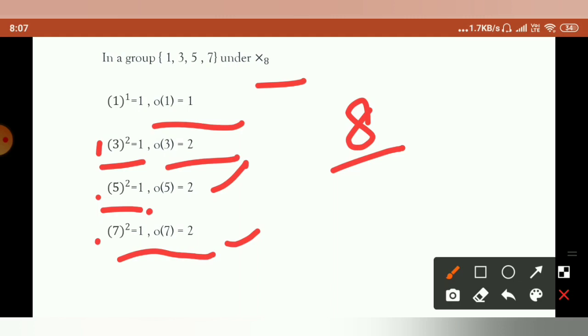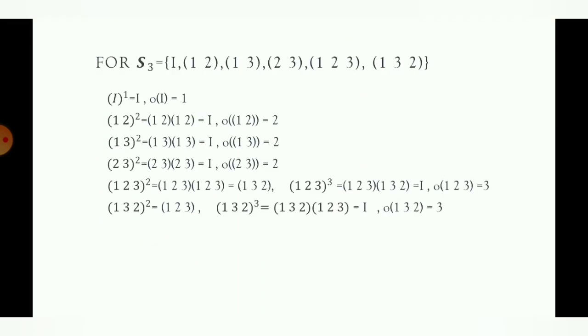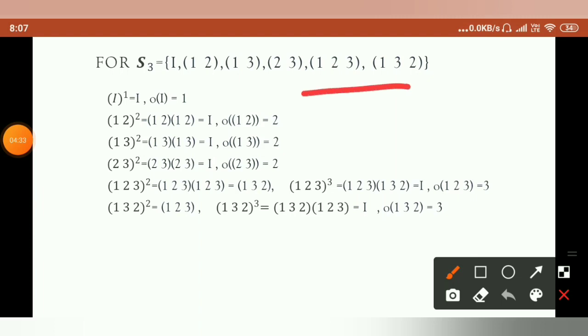So this is the way of finding the order of different elements, and we have a few theorems about them, so we will solve them later. Now the next group is the group of permutations S3. There are 6 elements in S3 and we have to find the order of each.